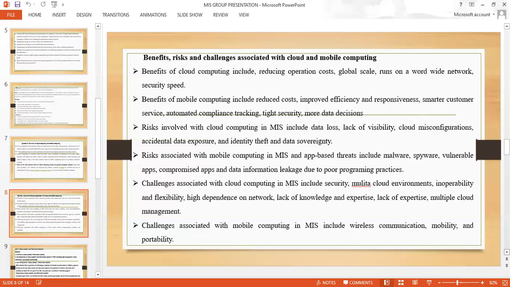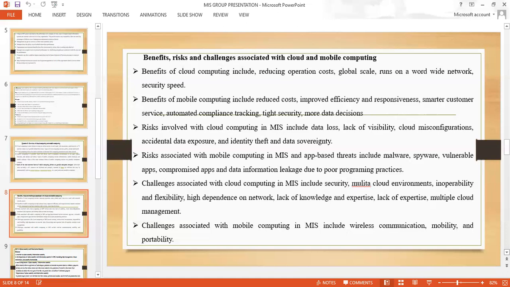Then the risks associated with mobile computing in MIS and app-based threats include malware, spyware, vulnerable apps, compromised apps, and data information leakage due to poor programming practices.